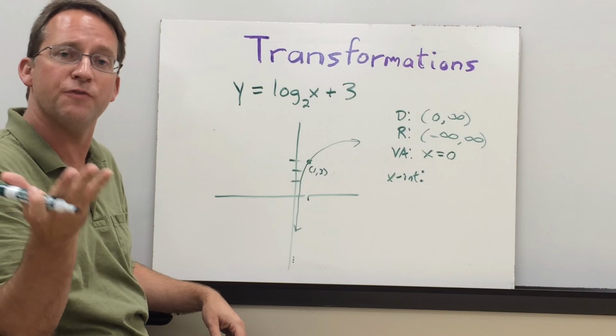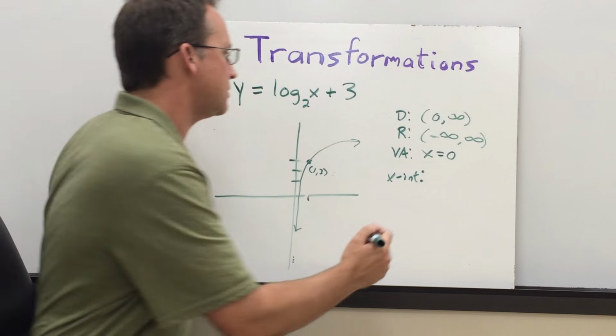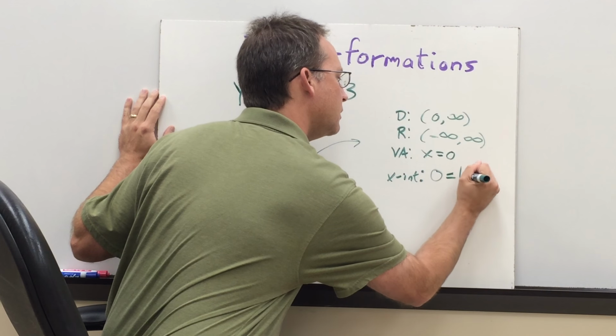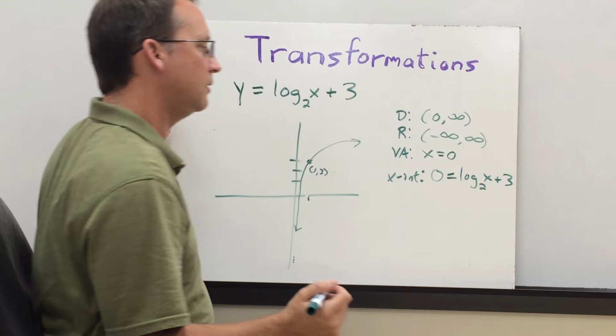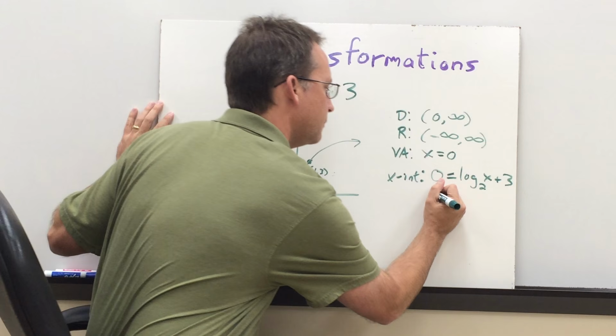Just like any other function, we'd find the x-intercept by making y equals 0. So let's actually solve this. Let's set y equal to 0 and see if we can figure out what the x value is that would make that happen. All right, trying to solve that for x. Subtract 3 from both sides.